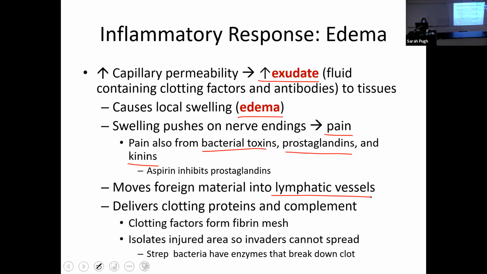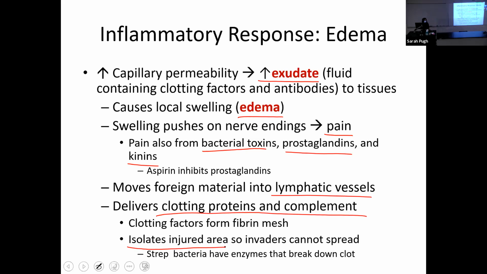You also get some clotting proteins and complement proteins in that area. And remember, your clotting factors are going to form that fibrin mesh. So they form that spider web looking structure. This is going to help to isolate the injured area so that if you do have an active infection right there, it stays isolated to that one spot.